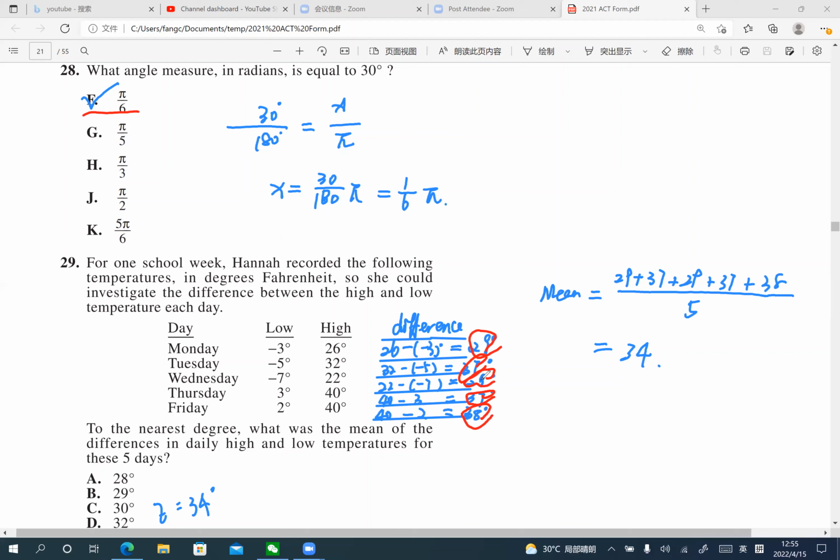So the mean of the 5 differences should be equal to the sum of the 5 differences divided by 5. So after we do the calculation, the answer is 34. So we should choose option E for question 29.